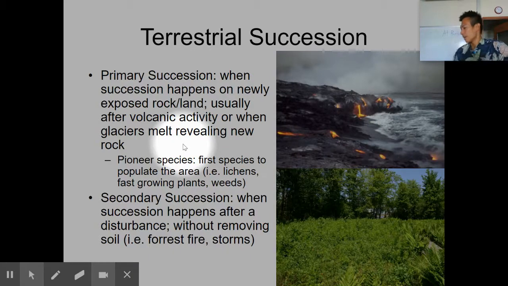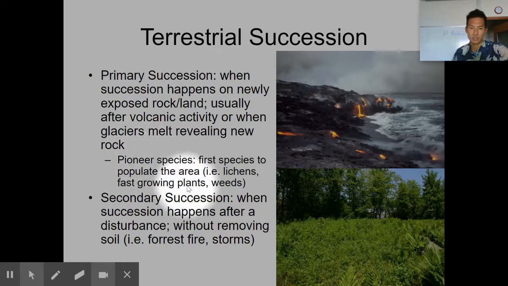There are only two situations in which I can think of where primary succession will take place. It's when a new volcanic island erupts from the ocean, or when a mile deep glacier has slid off and melted away, causing land to be revealed. So other than that, primary succession does not take place too often.